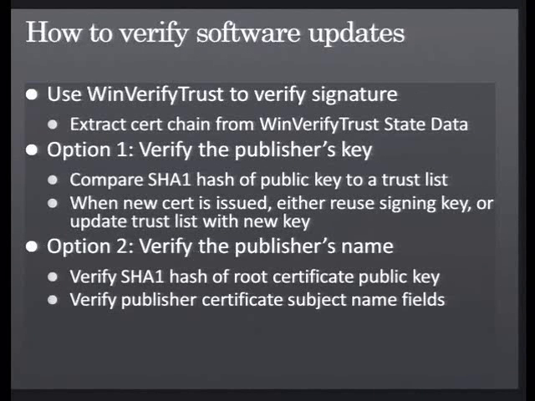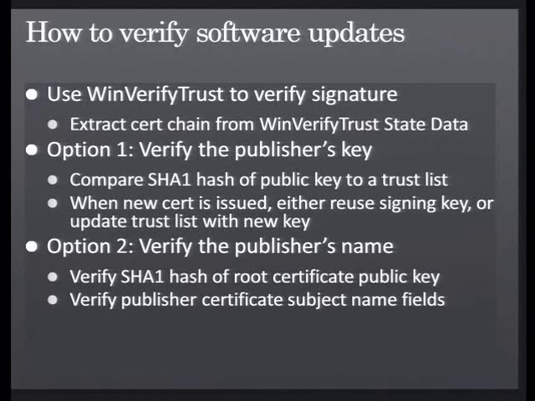There's really two good ways to verify the integrity of update packages. The first is to verify the publisher's signing key. We have some sample code to describe how this is done. In this case, you're going to take a SHA-1 hash of the public key and put that on a list of trusted hashes. Now note, when a new certificate is issued after the previous certificate's expired, you can either reuse the same signing key, or you need to update your trust list with a SHA-1 hash of the new signing key.